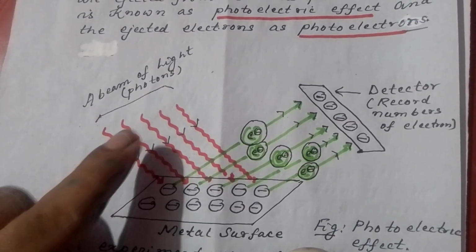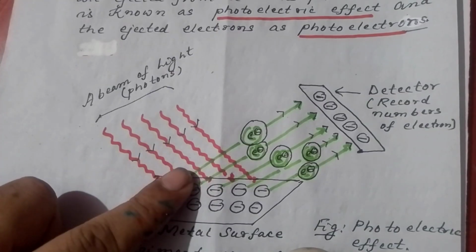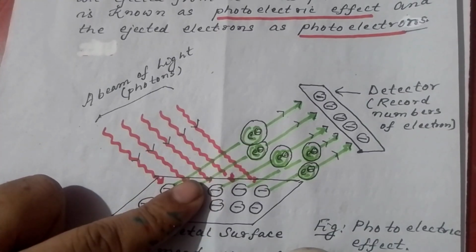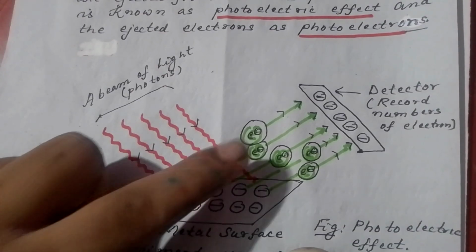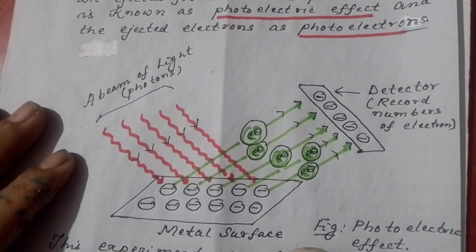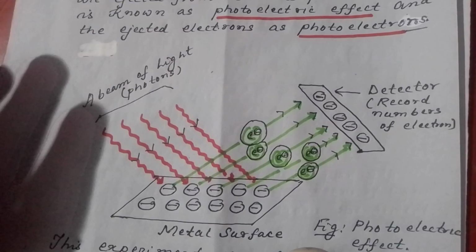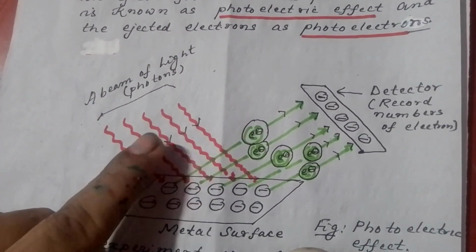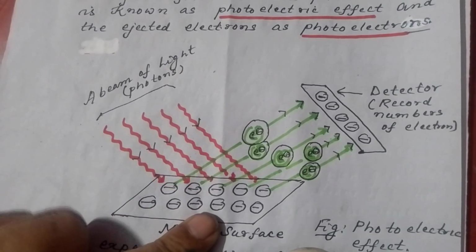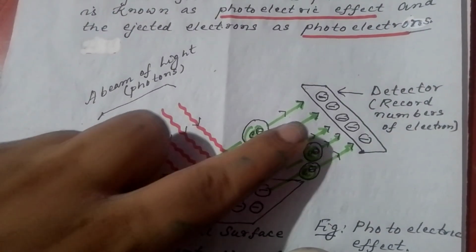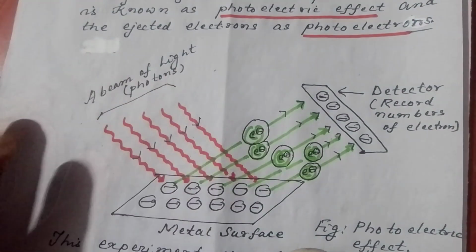Number one, there should not be any time lag or time gap. It means that the incident beam of light falling on the metal surface and the ejection of electrons is a continuous process. There should be no time gap or time lag. Now number two, the more the intensity of the incident beam of light, meaning photons, striking the metal plate, the more electrons will be ejected and go to the detector screen.